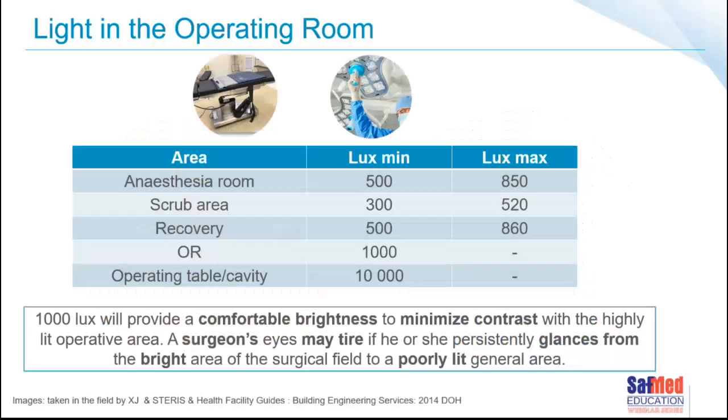What do those Department of Health guidelines say about light in the operating room? They say that in the anesthesia area, we want a minimum of 500 lux and a maximum of 850. A minimum of 300 lux in the scrub area with a maximum of 520. In the recovery area, a minimum of 500, a maximum of 860. In the operating room, the ambient light is designed at 1,000 lux, and there is no maximum in the recommendation, and they talk about a minimum of 10,000 over the operating room table and looking into the cavity.